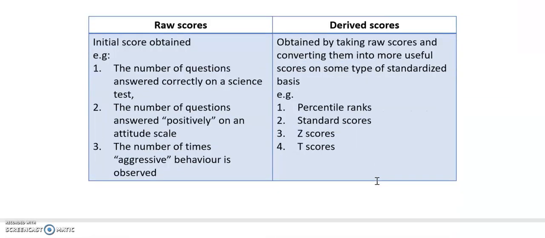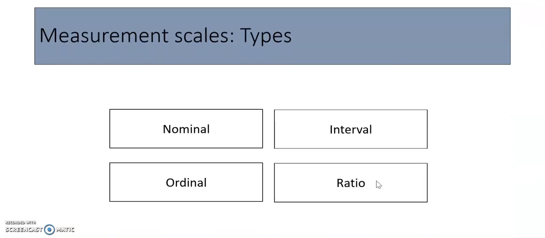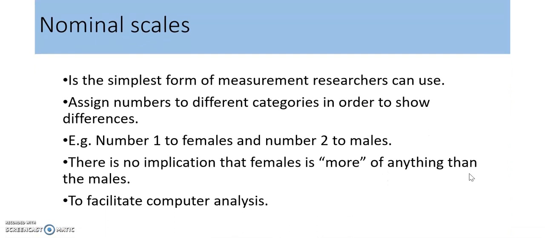Next, when you collect your data, you will have to identify the type of scales in your data. There are four types: nominal, interval, ordinal, and ratio. Let me explain what they are. We'll start with nominal scales. It is the simplest form of measurement researchers can use. It assigns numbers to different categories in order to show differences.